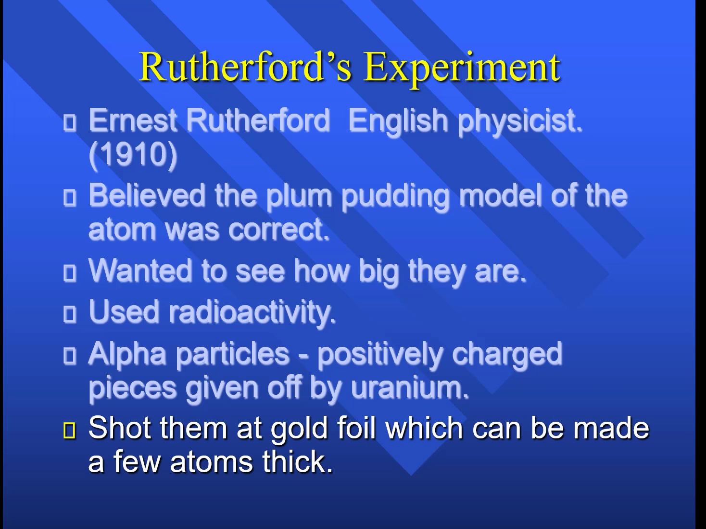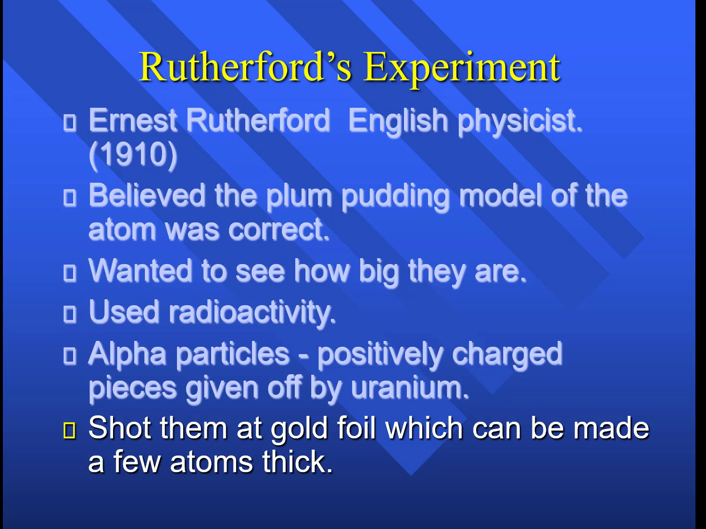So he said, I want to shoot these alpha particles, these positive particles, at gold foil. And the reason why I shot them at gold foil is because gold foil is incredibly malleable. That means it can be made incredibly thin. Reading about it last night, you could make the gold foil 10 nanometers thick and still have a solid sheet of gold foil.